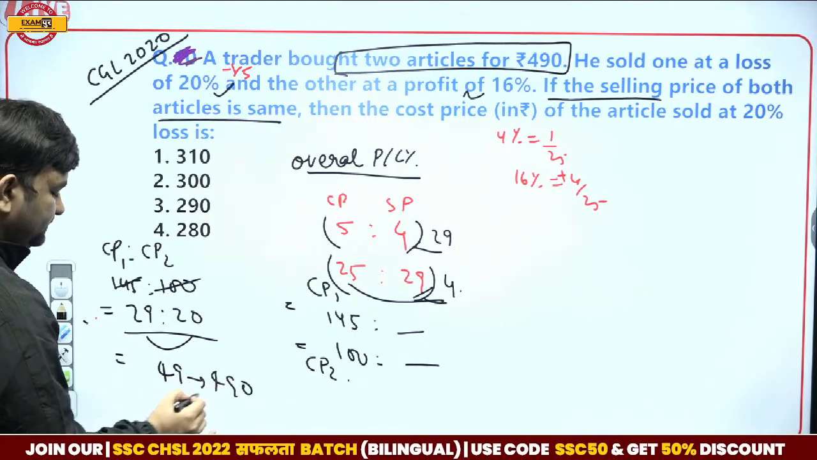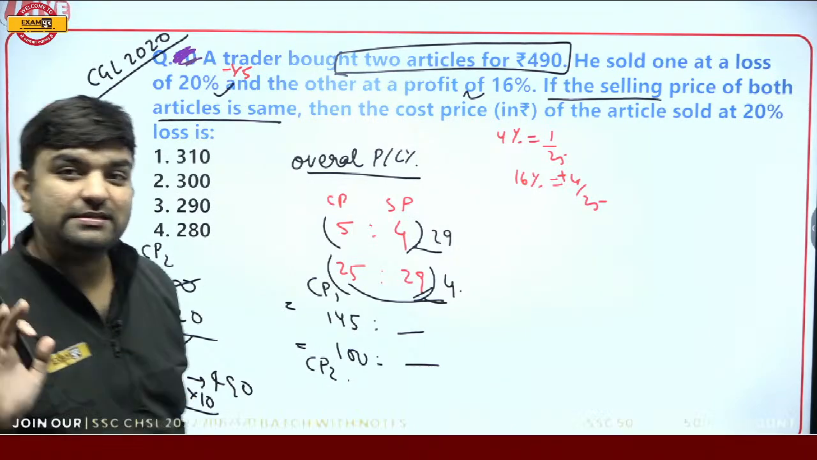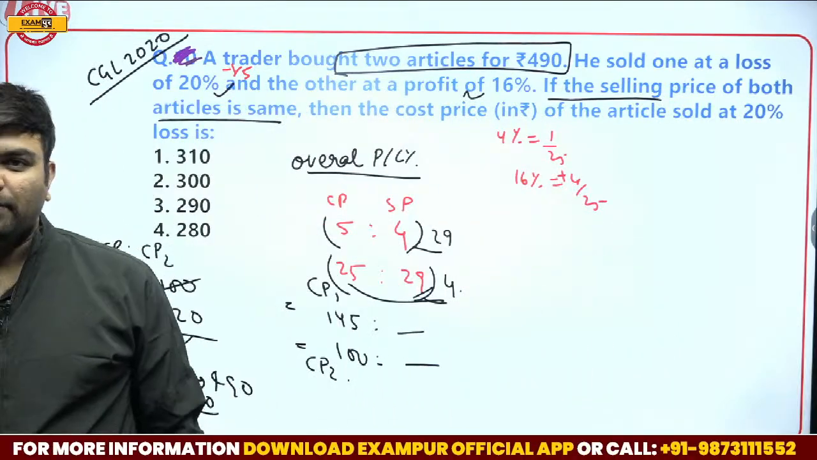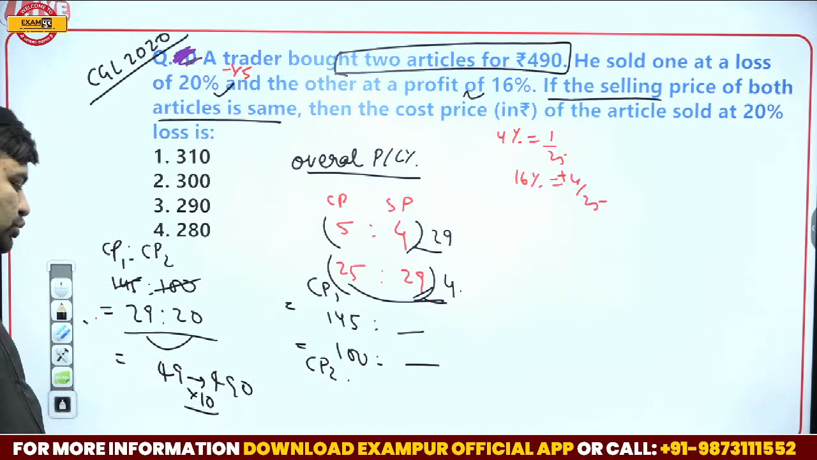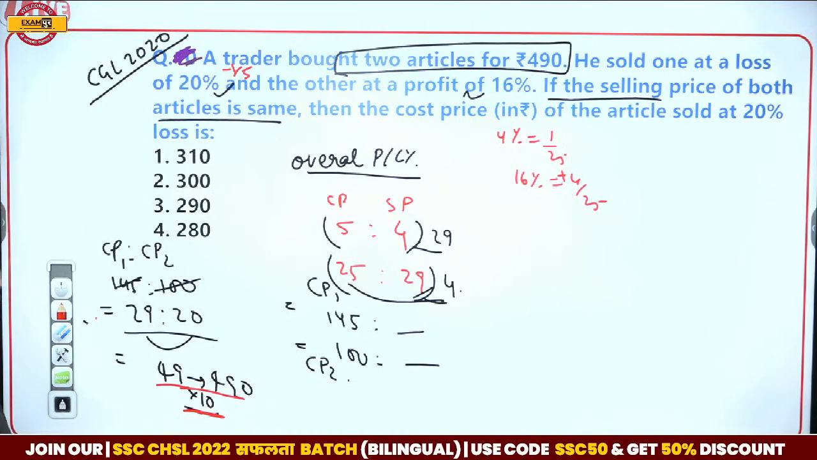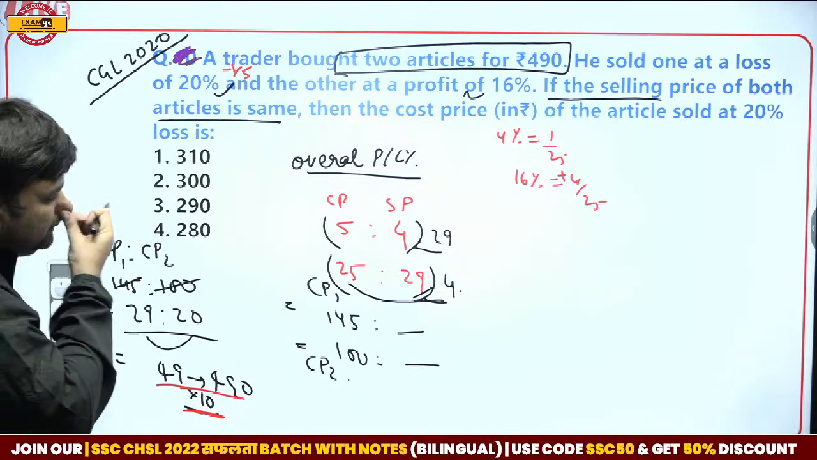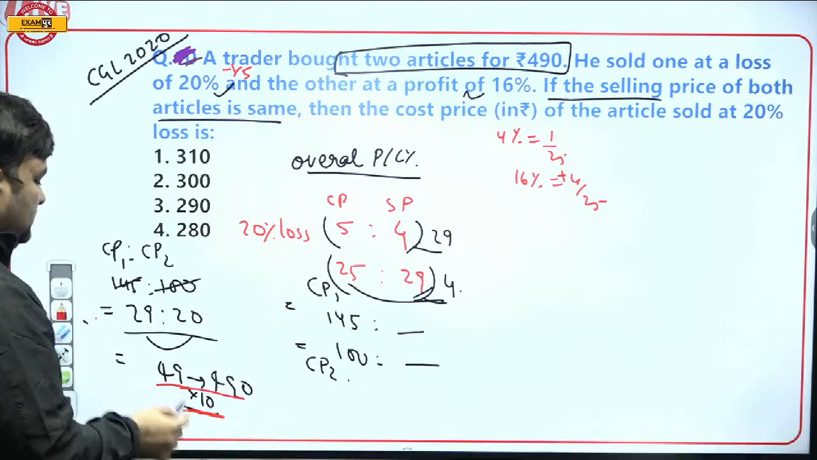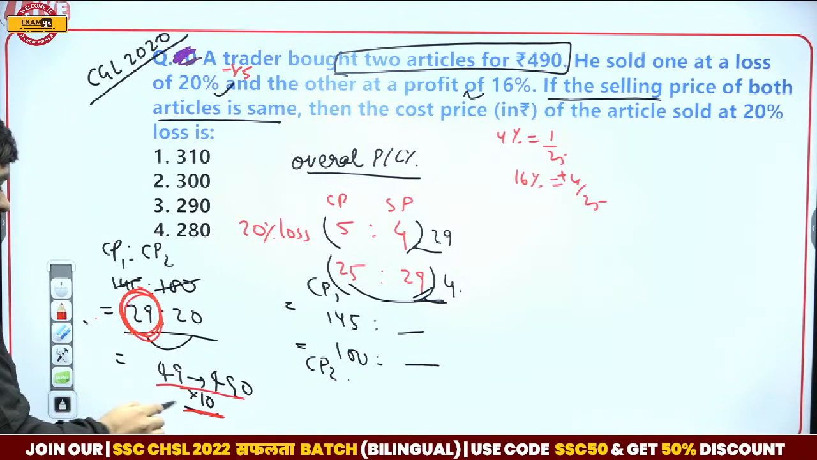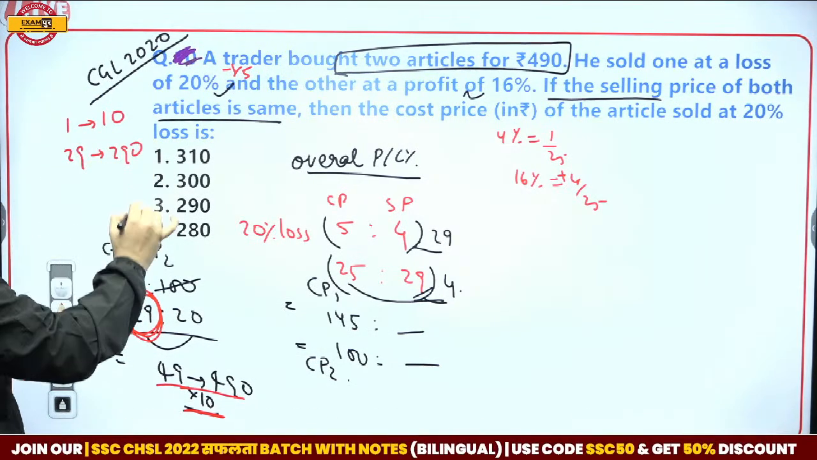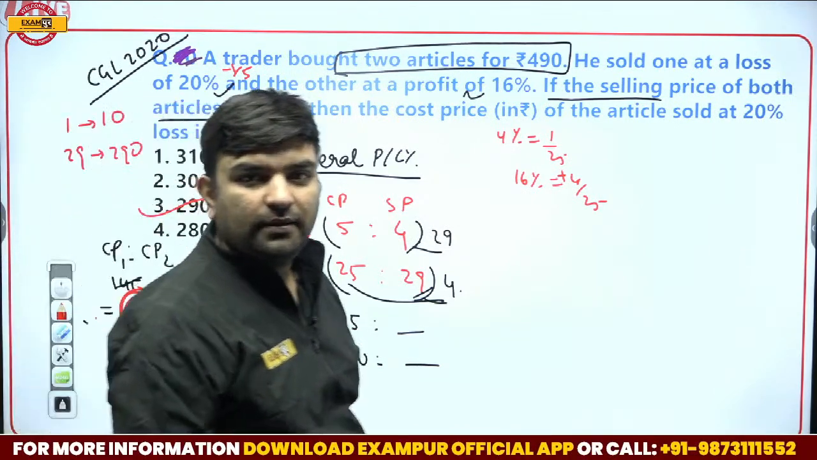So the overall combined CP of both is 49, and 49 is given as 490. At least in the last he has shown some mercy by giving the CP ratio as 29 ratio 20. So combined CP 49 is given as 490, so 1 is equal to 10. What is the CP of the article sold at 20% loss? I think the first, which is 29. So if 1 is equal to 10, then 29 is equal to 290. Absolutely correct.